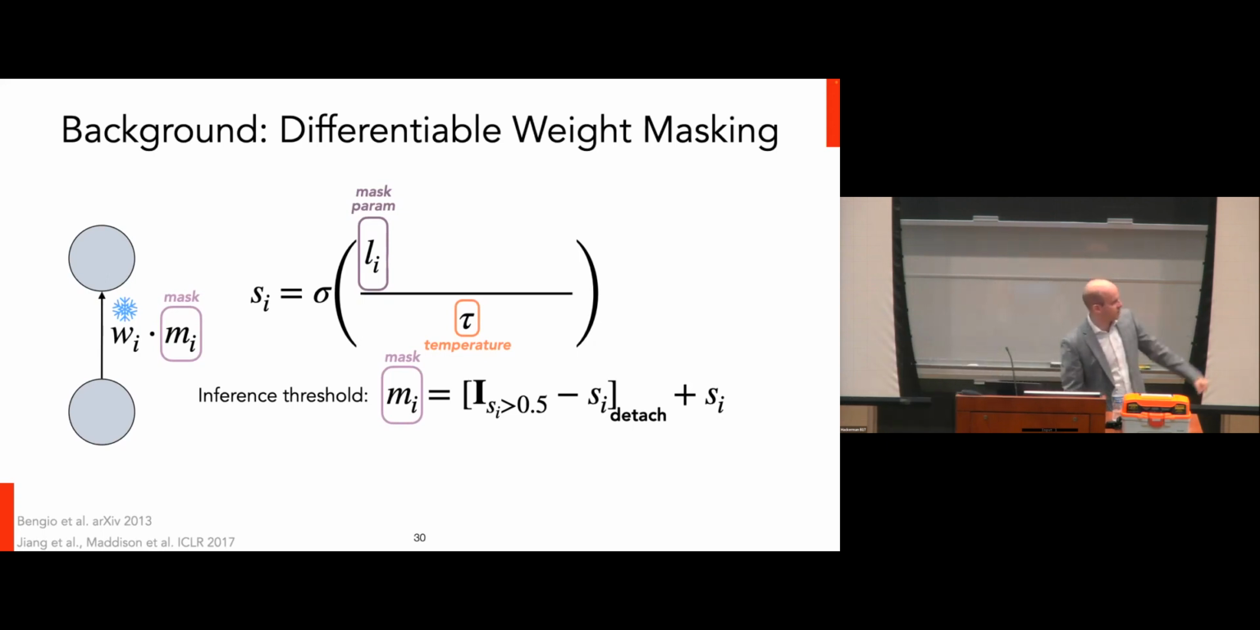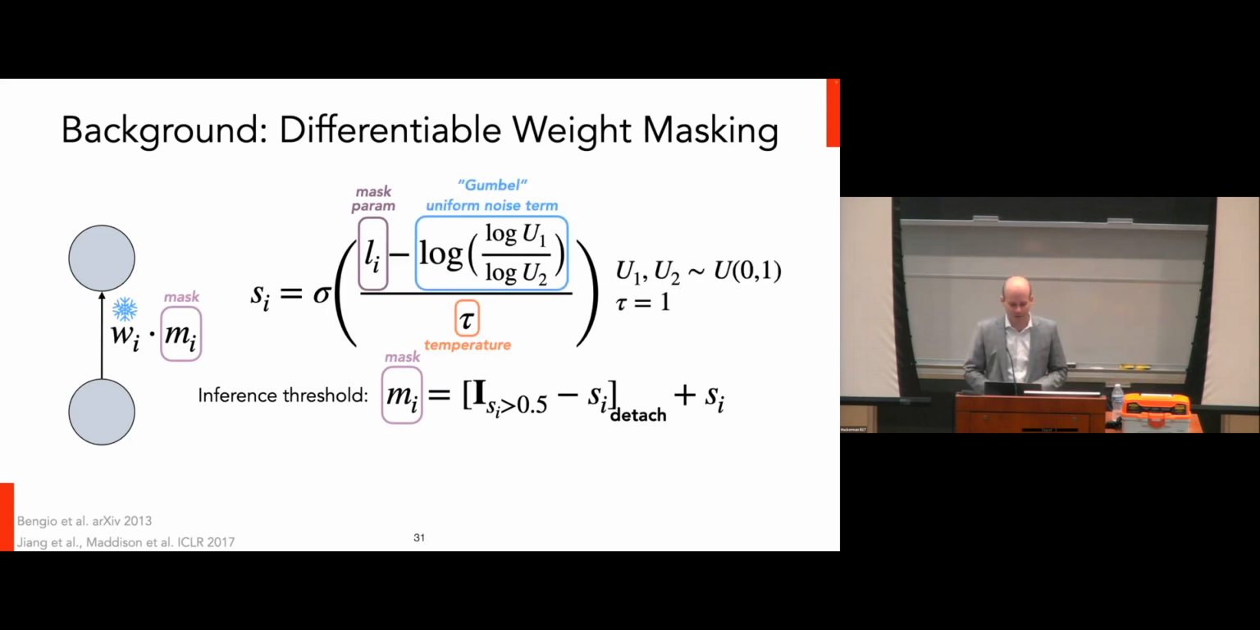So if s_i is greater than 0.5, then this value becomes 1. You subtract s_i, you add s_i, it becomes 1. If s_i is less than 0.5, that's 0. You get negative s_i, you add s_i, it becomes 0. But the benefit is that because this part is detached here, but you have this plus s_i, you can directly backpropagate gradients with respect to what happens above in the network, such that you are able to change the s_i's to better model the task that you're trying to do at the output.